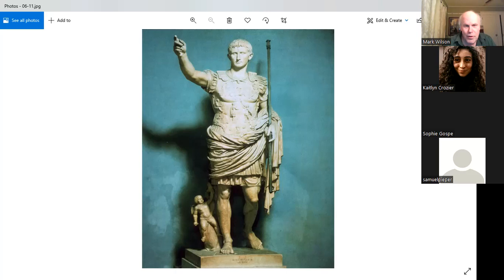So he ruled for 45 years, nearly half a century, the longest reigning Roman emperor. And he started the Pax Romana. That's not a minor detail. Those two words are Latin for the peace of Rome.